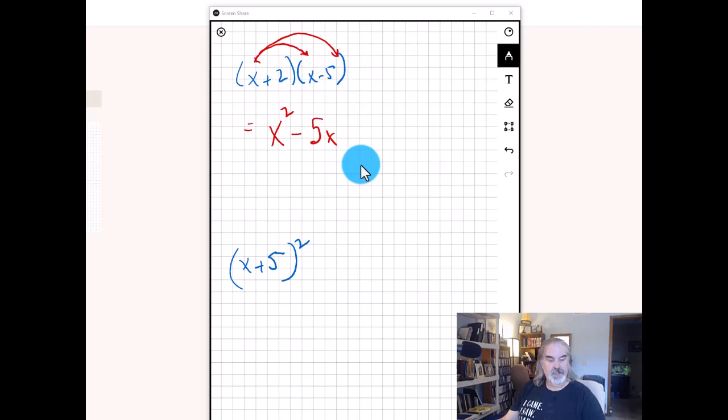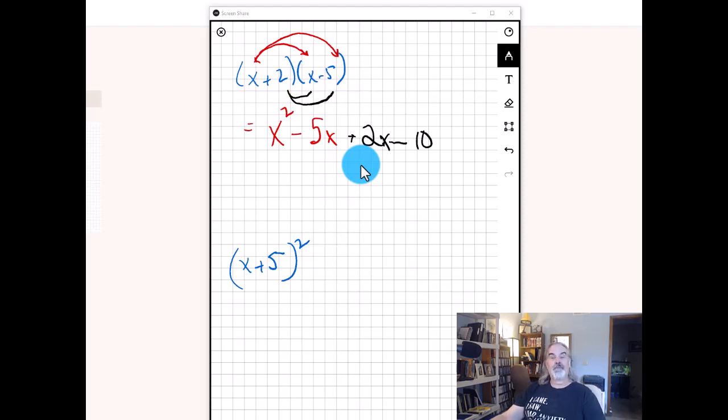Switch color again. So now it's the 2's turn. The x here, the first x has done its job. It's multiplied everything over there. So let's move to the 2. The 2 has to multiply that x. That'll give us a 2x. In the FOIL, F-O-I-L, that's inner, the inner 2 bits. And then finally, last. The 2 multiplies the negative 5, that's a negative 10.